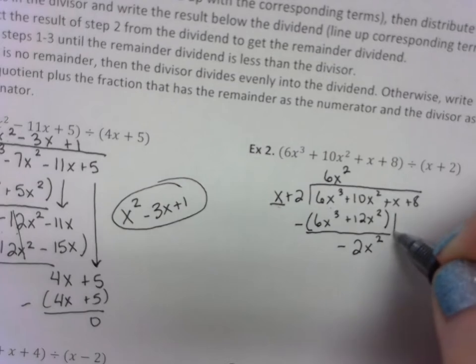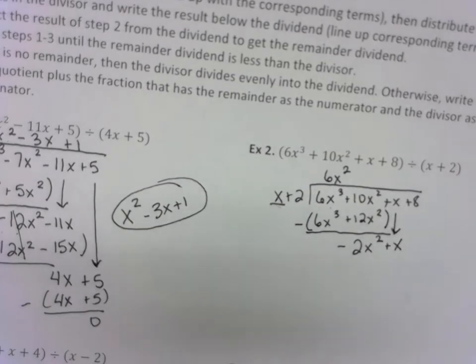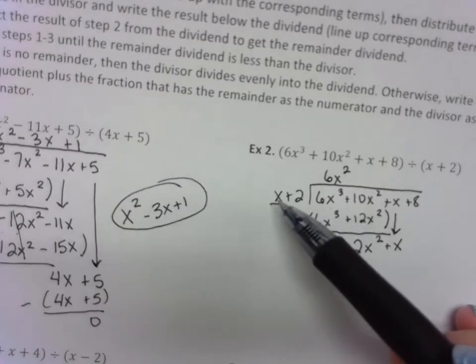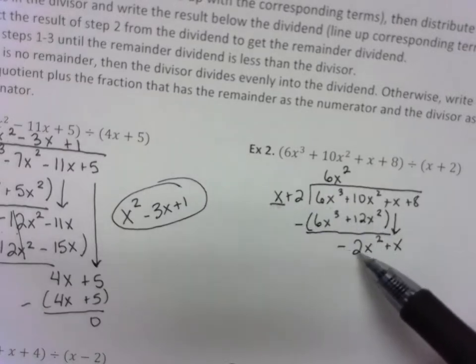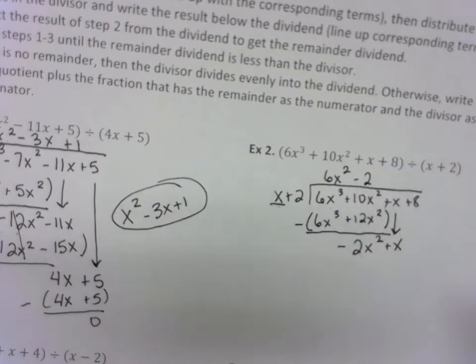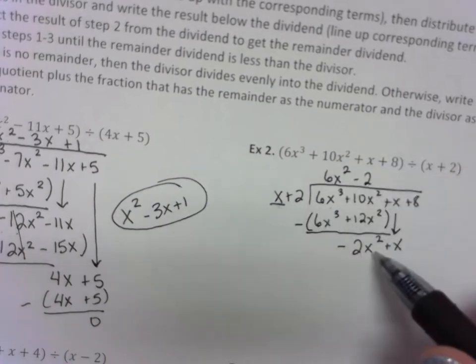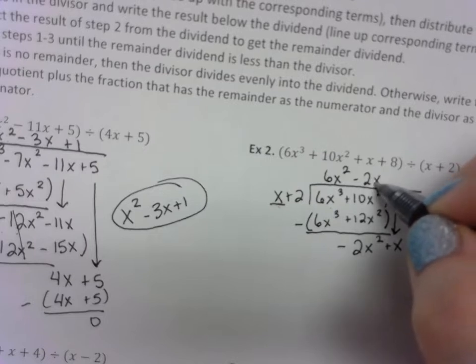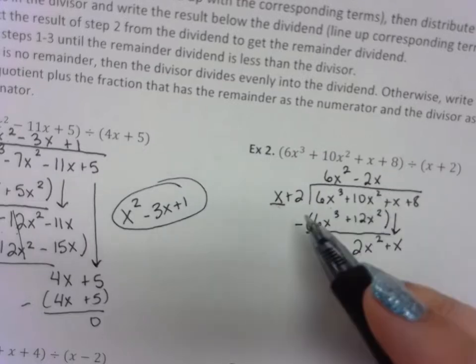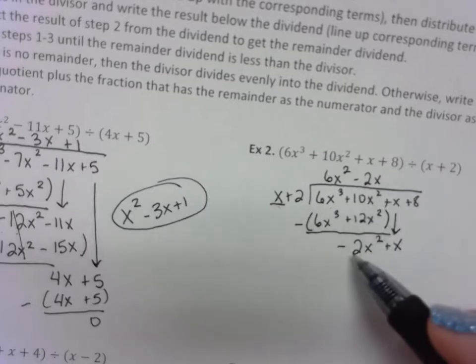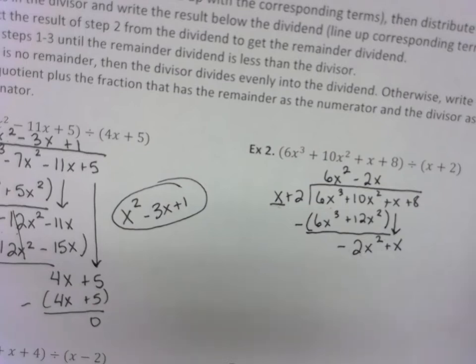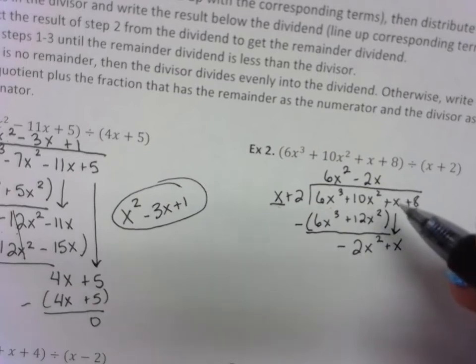Let's drop down the x and start the process over again. So what do I need to multiply x by to get to a negative 2x squared? Well, I'm definitely going to need the negative 2 there. I only have one x and I need 2 of them, so I need another x. Negative 2x times x gives me the negative 2x squared. Life is good there.